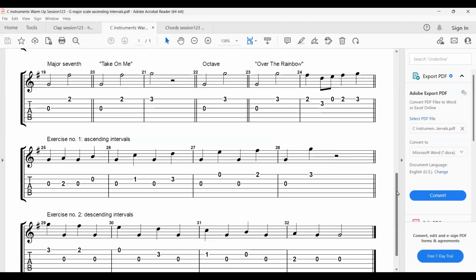And probably the most famous tune to start on that interval is Over the Rainbow, Somewhere, where Judy Garland sings Somewhere. I won't attempt it. So the next 2 bars, Over the Rainbow, after 4. 1, 2, 3, 4.